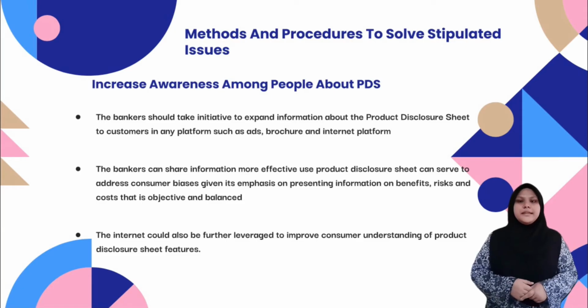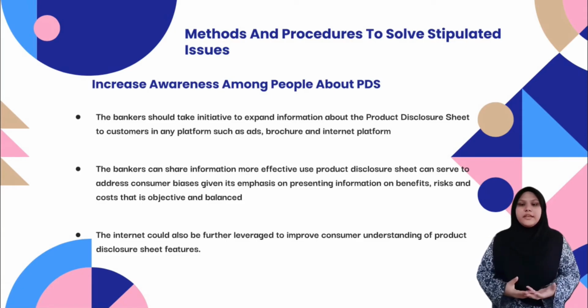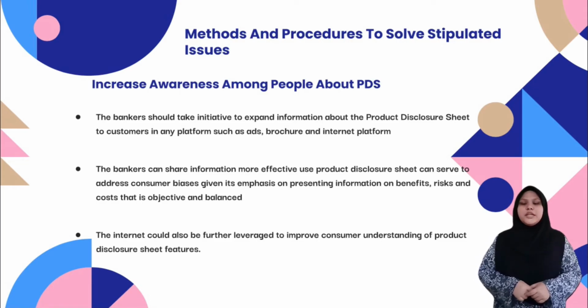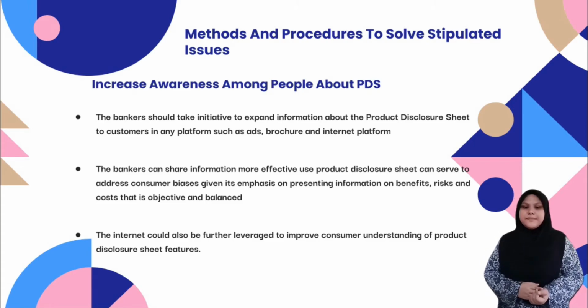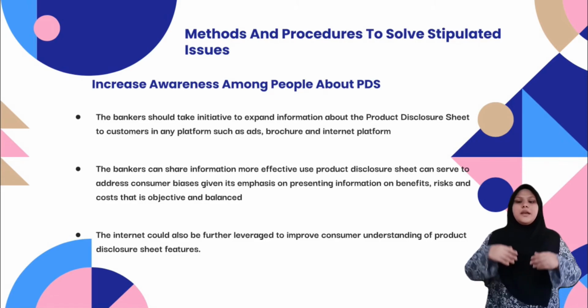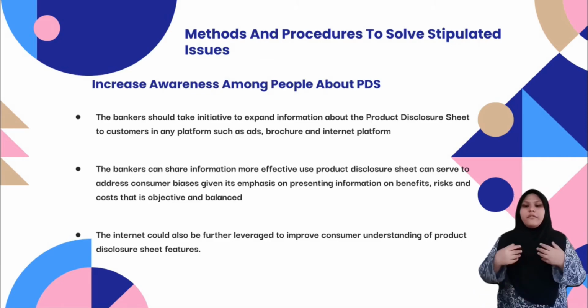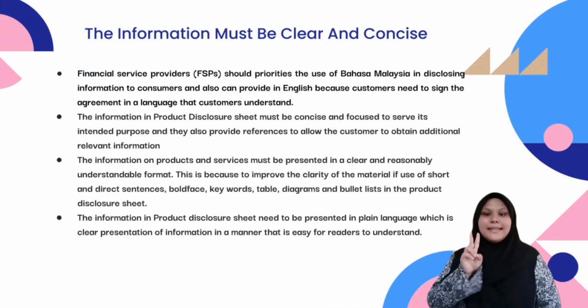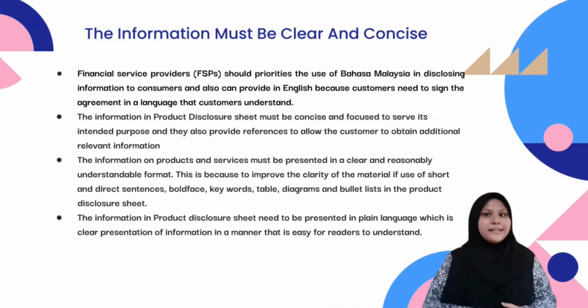Next, the banker can share information more effectively. The product disclosure sheet can be used to address consumer biases. Its emphasis is on presenting information on benefit, risk, and cost that is objective and balanced. The internet could also be further leveraged to improve consumer understanding of the product disclosure sheet features. The second method is that the information must be clear and concise to the customer.